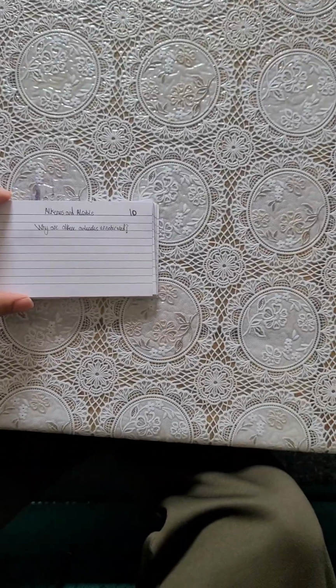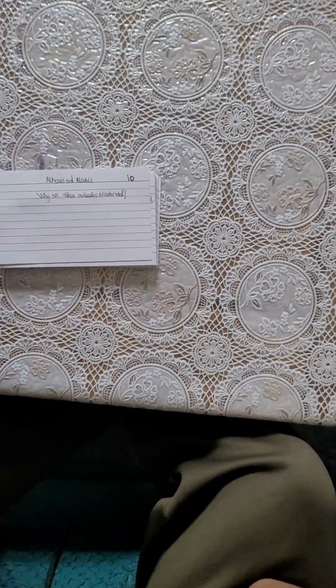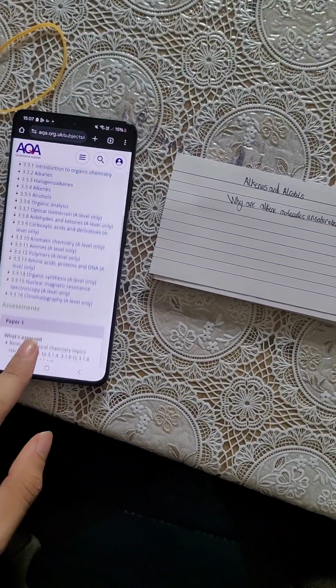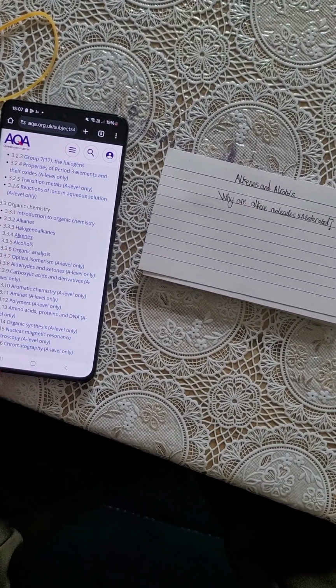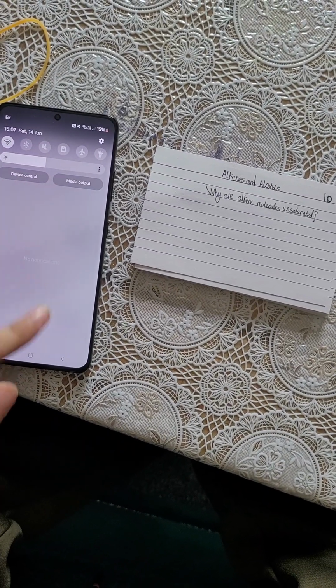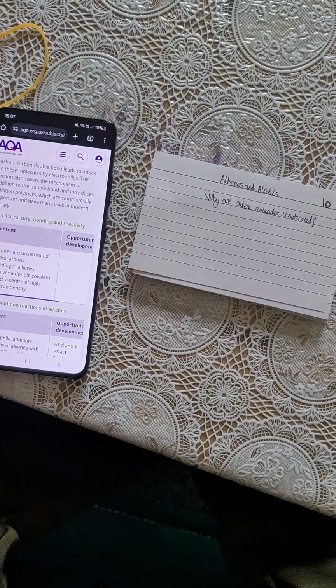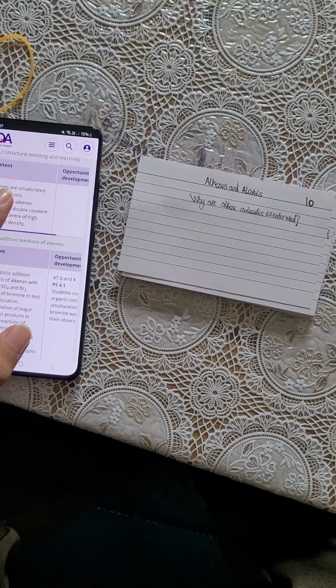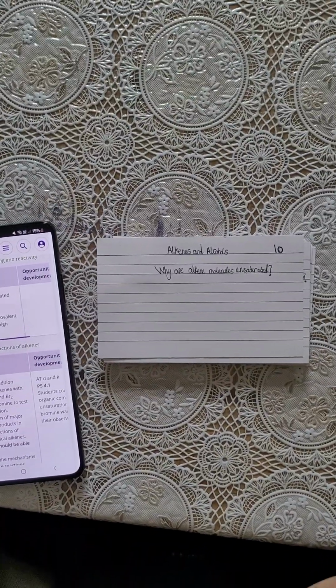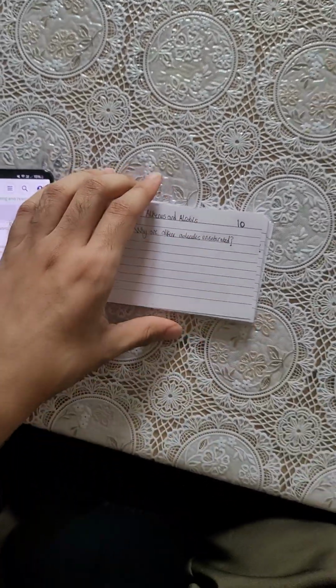Alkenes and alcohols, why are alkene molecules unsaturated? Now I'm also going to pull up the specification. Always pull up the specification, especially at this point, because beforehand you could learn stuff that wasn't relevant to the specification to help you with your understanding, but now you just want to be memorizing and reviewing content that is specifically on the spec.